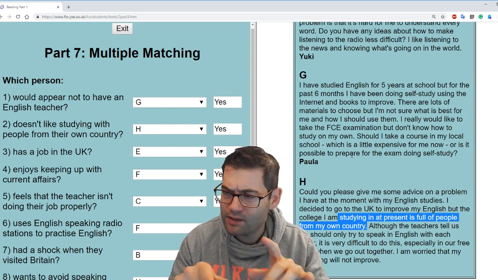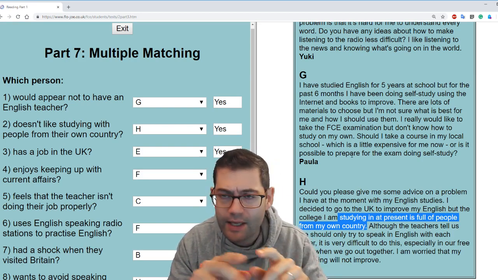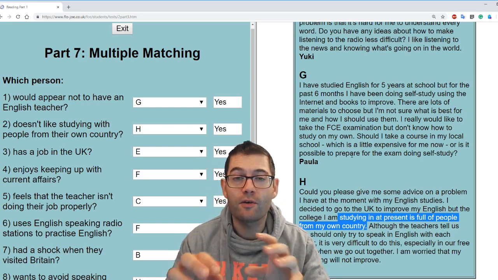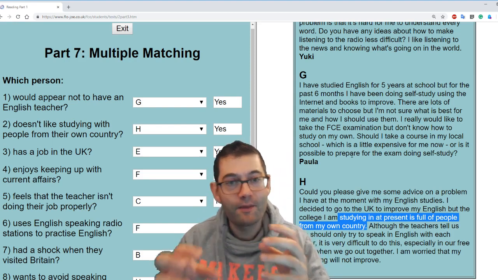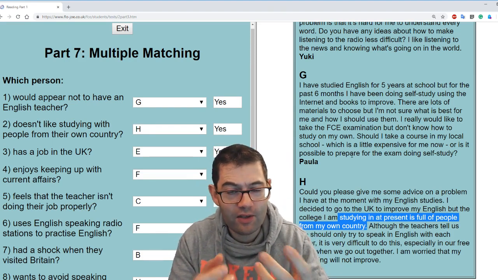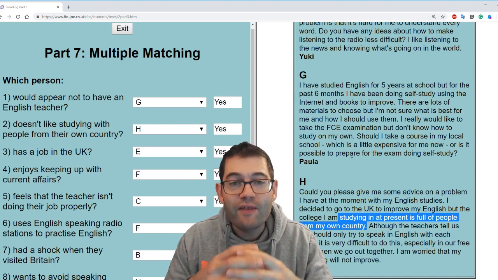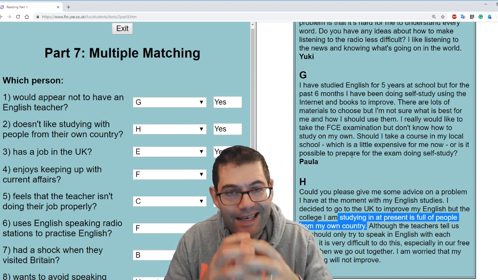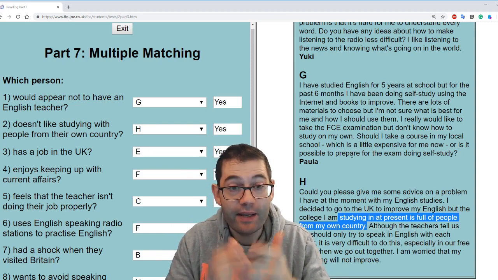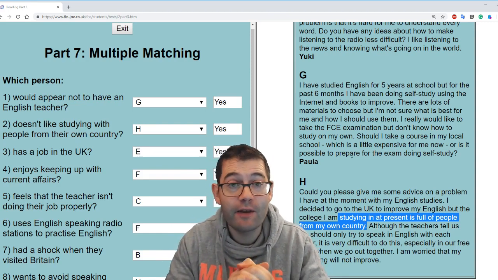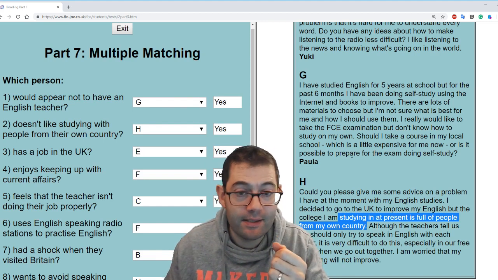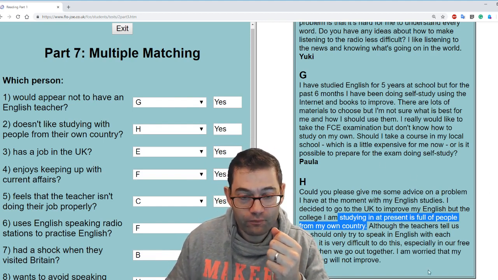Where did I read this? I saw it in G. Where did I read this? I saw it in A. Where did I read this? And so on. So the notes you're making in the text are already helping you as you're reading through the questions. As always, we're looking for vocabulary links. This is the key thing here. We're looking for vocabulary links. So let's go find those vocabulary links and explain why the answers are the answers.